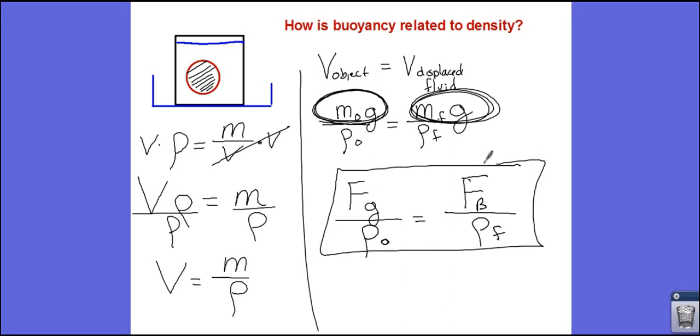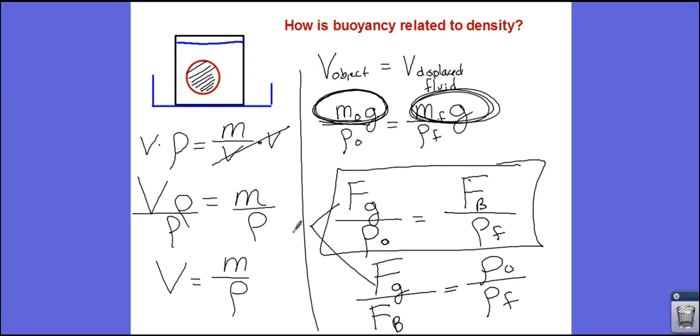However, the book rearranges it, and if you want, you can rearrange it yourself. The book has it written like this: the gravitational force over the buoyant force is equal to the ratio of the density of the object over the density of the fluid. So you'll see it on your equation sheet written this way, and in the book written this way. When we derive it, it's like this. We can solve it down to this if we'd like to. One thing to take note of, this gravitational force is the gravitational force of the object in air.